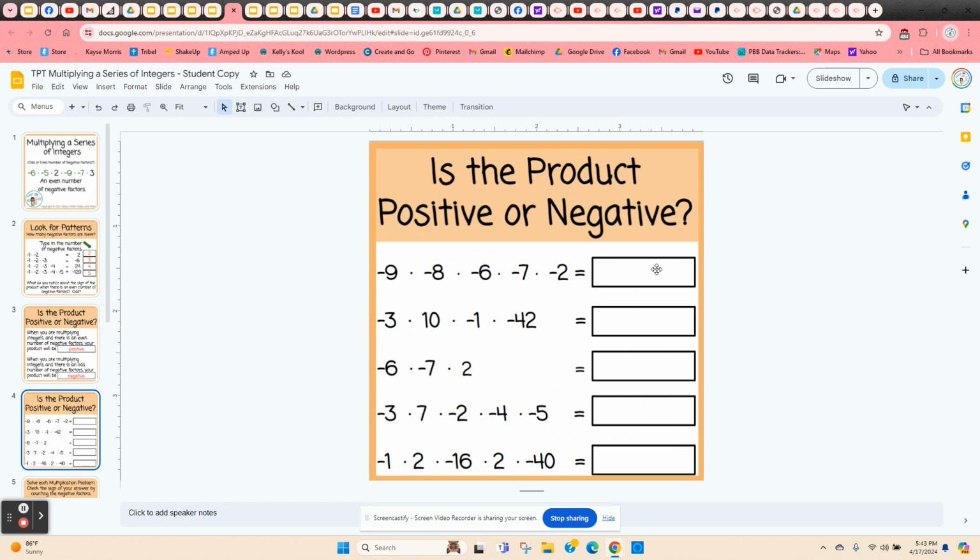So here, all they're doing is typing in positive or negative. So they're going to count the negative factors. If it's an odd number, they're going to type in negative. If there's an even number, they're going to type in positive. So when it gets down to these last three, then there's a mix of positive and negative. So they have to be careful counting.